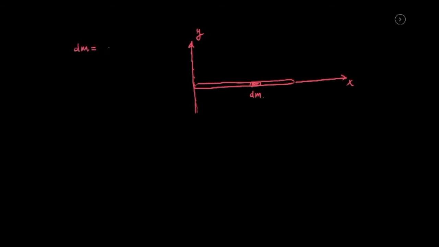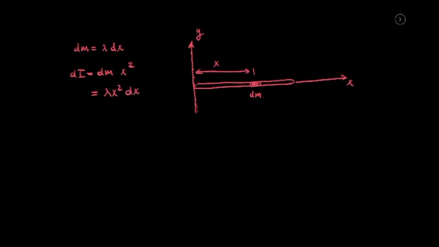dm was equal to lambda dx, and dI would be equal to dm multiplied, so again the distance squared, so this is the distance, which is equal to x squared, so it would be equal again lambda x squared dx.